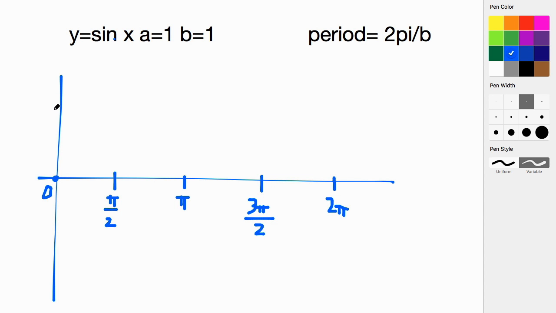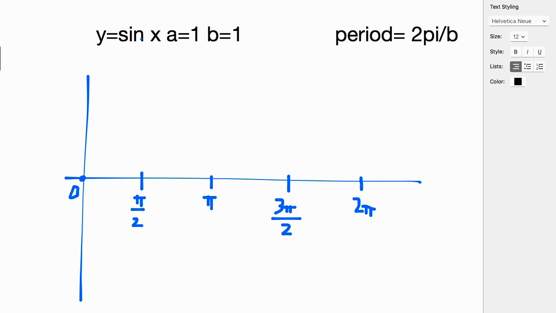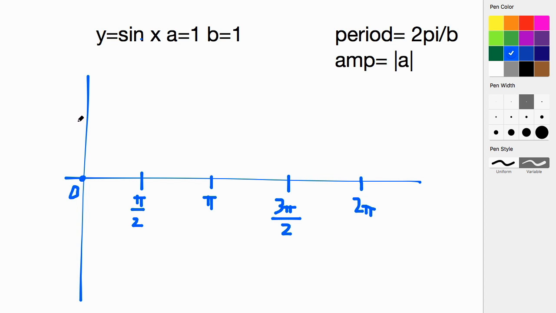We're going to give ourselves the amplitude. Our a is 1, so that means our amplitude is equal to 1. If we remember from class, amplitude is equal to the absolute value of a. So we'll go ahead and mark that off. We know that for sine and for cosine, the maximum and minimum values are just 1 and -1.